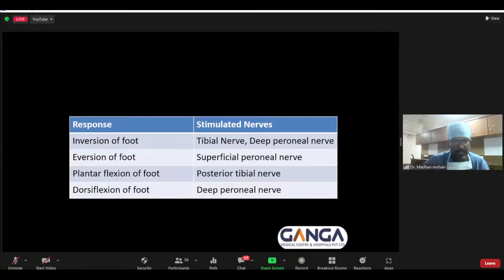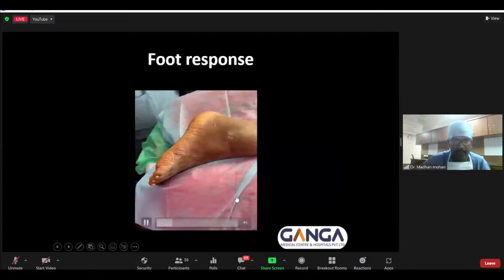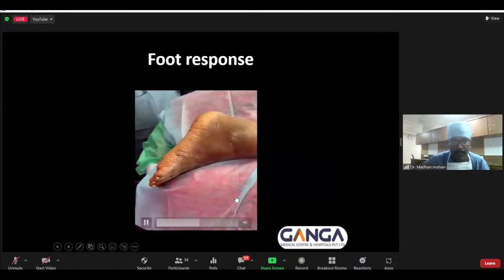So as you can see here, the inversion of the foot is by the tibial nerve and the deep peroneal nerve. Eversion of the foot is by the superficial peroneal nerve, plantar flexion of the foot you'll get after stimulating the posterior tibial nerve, and dorsiflexion of the foot by the deep peroneal nerve. This is the foot response you can see here. This is the plantar flexion.